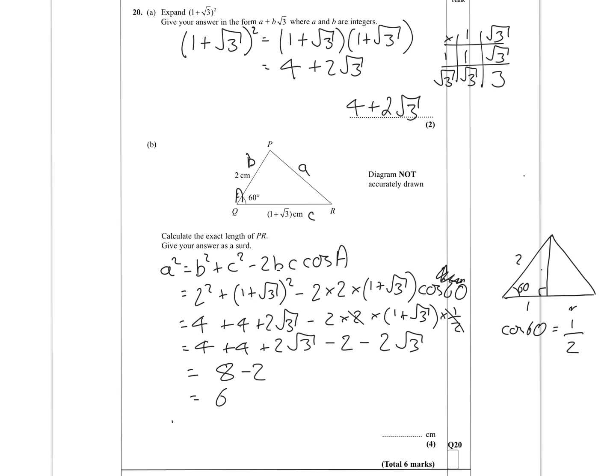So A squared is 6, so A is the square root of 6. That's in exact form. Give your answer as a surd. So the square root of 6. There we go.